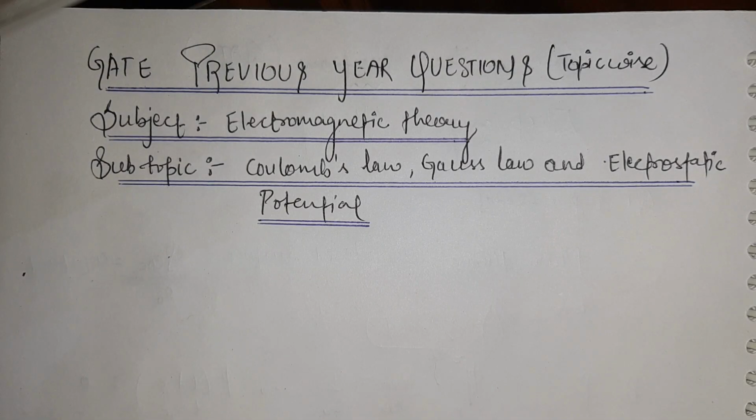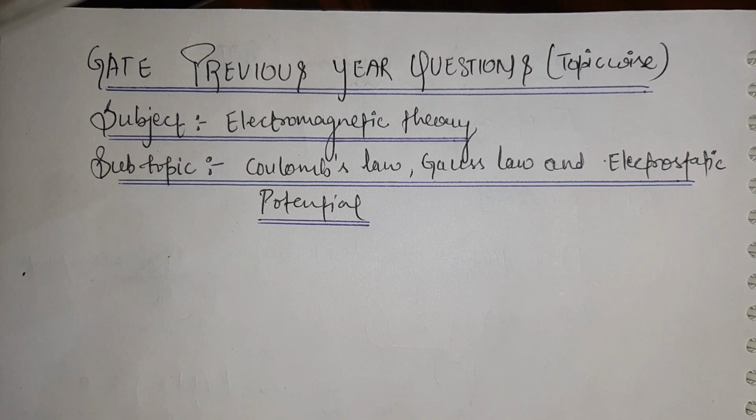Friends, good evening. Today we will discuss all the GATE previous year questions topic wise for the subject electromagnetic theory. We will discuss our first topic, Coulomb's law, Gauss law, and electrostatic potential. So let's start with our first question from the year 2020.